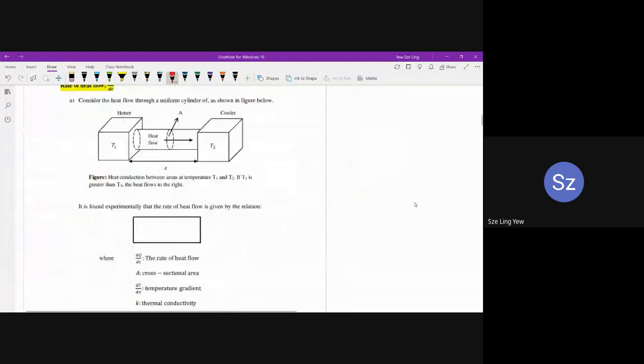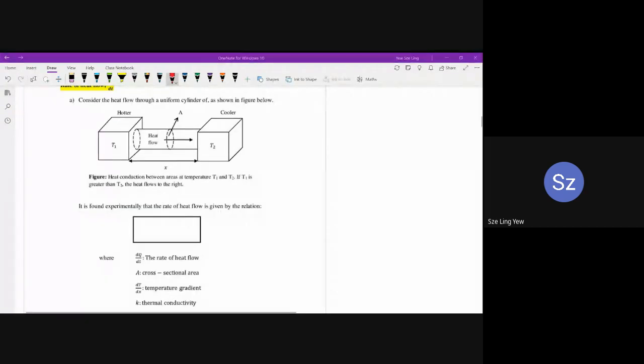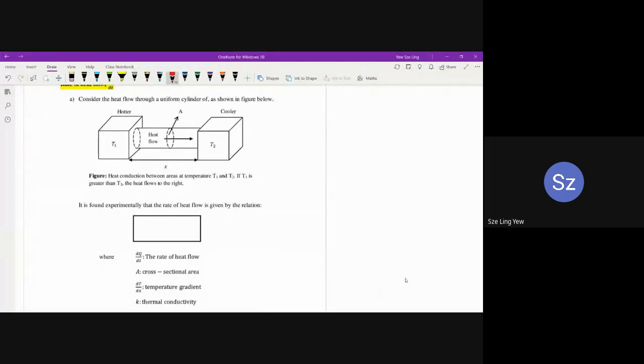Okay, now let's look at the rate of heat flow. It's really slow. Okay, it's correct.